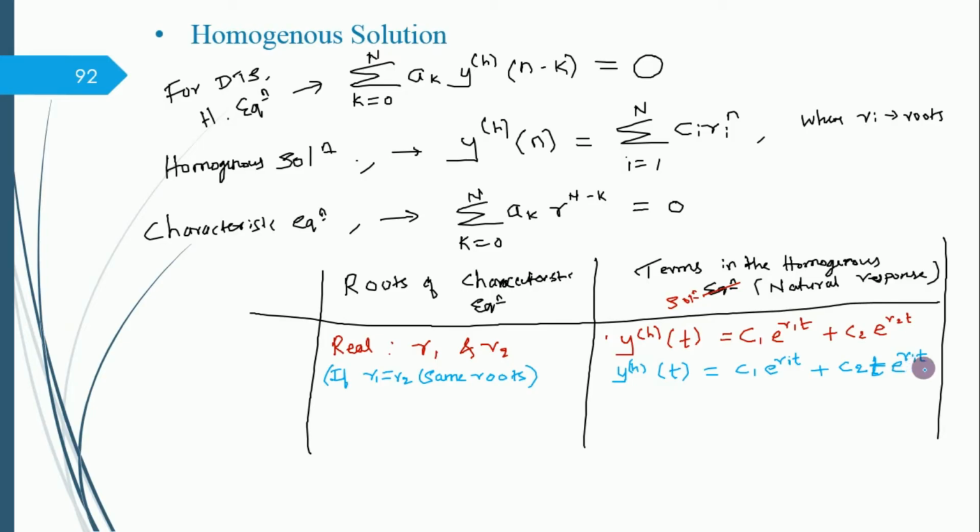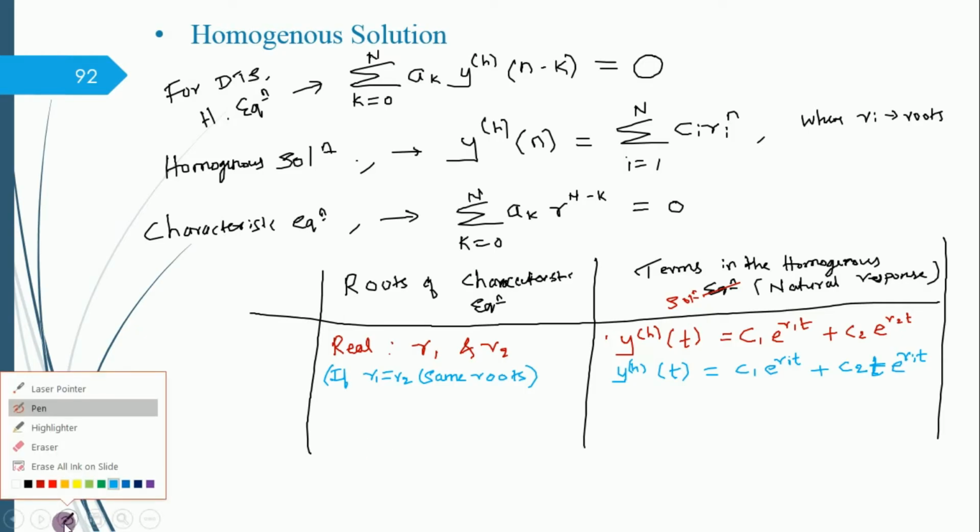Whatever I'm having here, all the roots are same, so you should write it as c2 into t into e raised to r1t. If you have three roots, think that you have a polynomial, you got three roots, r1 equal to r2 equal to r3, then you should write it as c1 e raised to r1t plus c2 t into e raised to r1t plus c3 t square e raised to r1t, like that. For a fourth root, t cube, it goes on like that. If all the roots are not same, then you should write it as c1 e raised to r1t plus c2 e raised to r2t plus c3 e raised to r3t, like that it goes on. So this is the case if the roots are real.